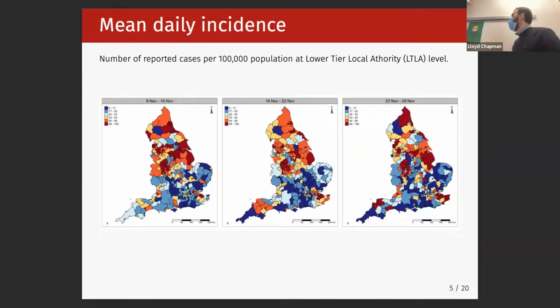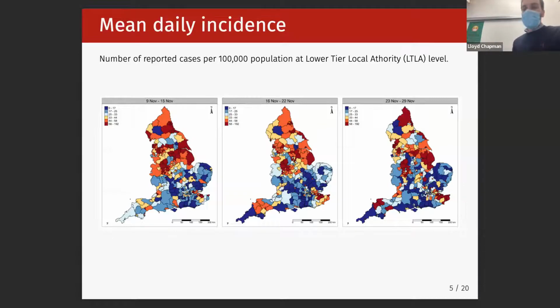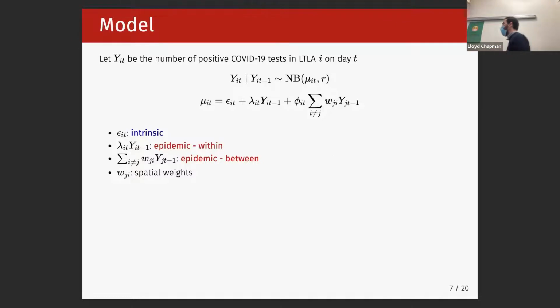And of course, as you can expect, there is a lot of spatial variation in the incidence of the disease across the country. The level at which we conducted the analysis is the lower tier authority level, LTLA, and we have 315 geographical units for all England. So our full data set is composed by, every time that we fit the model, 60 data points per 315 geographical units.